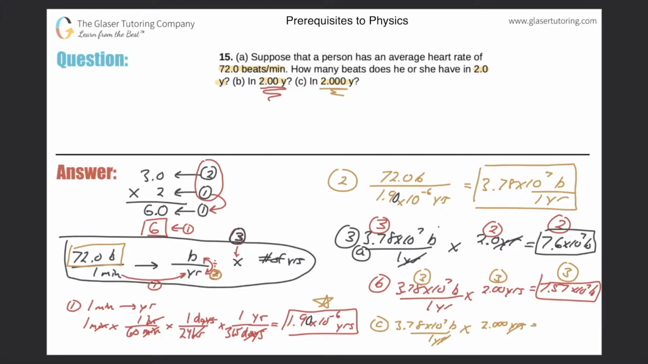So that works out. Now, make sure you go back and analyze the number of sig figs. This number has 3. This number has 4. Therefore, my answer can only have 3. So guess what? It's actually going to be the same value as letter B. 7.57 times 10 to the 7th beats. And that would be the final answer for C.